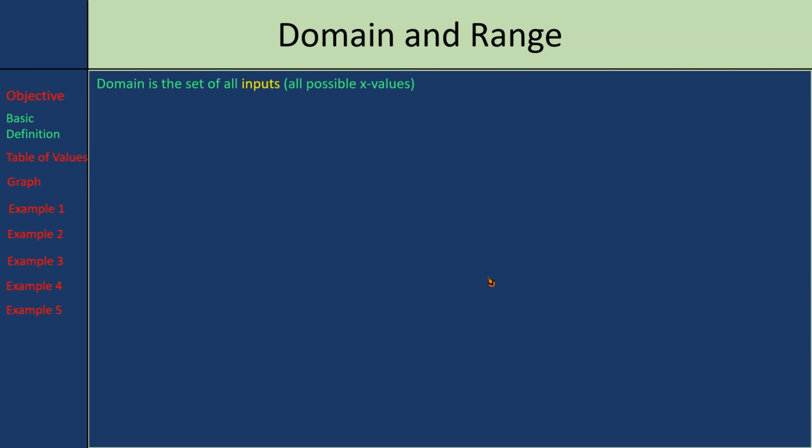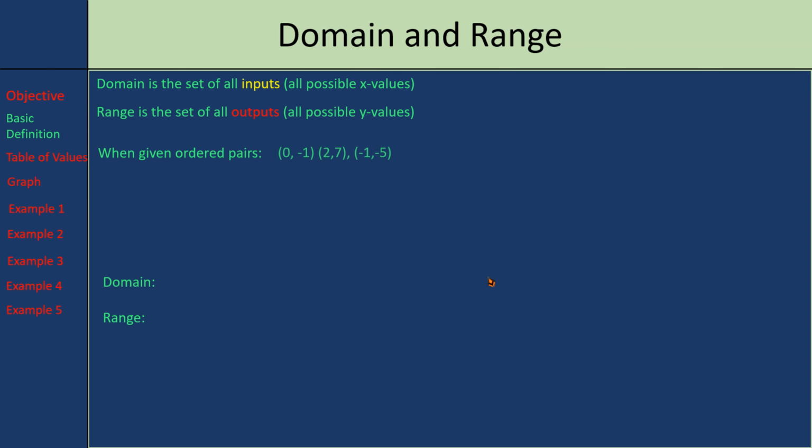Domain is the set of all inputs, so all the x values, right? This is review because you just did this with Miss Yamasaki in the last video. And then range is the set of all outputs, right? So all the possible y values. They could give you a table of values, or they could give you ordered pairs, and then you're asked to give the domain and range.